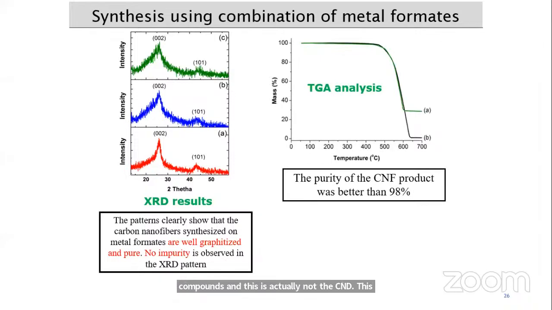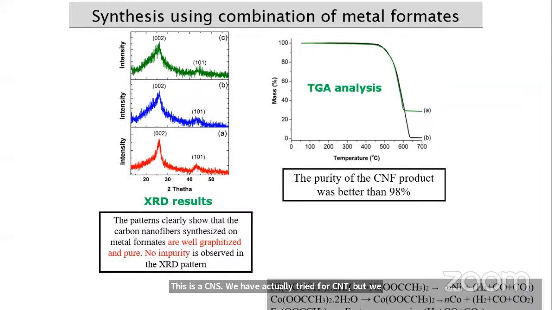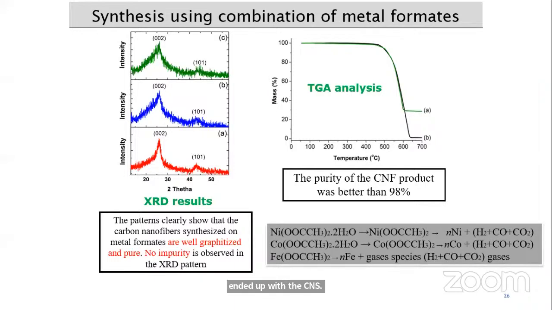And then you can see here the XRD for the prepared compounds, and this is actually not the CNT, this is a CNF. We actually tried for CNT, but we ended up with the CNF. The only thing we have done is change the substrate. Now, how does this work out to be a better catalyst compared to the other catalysts?